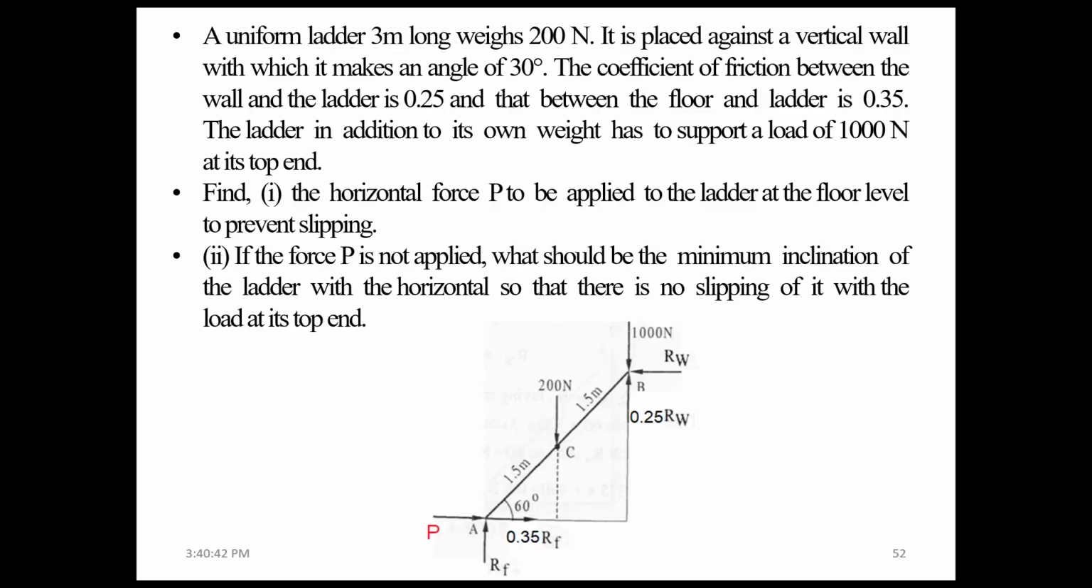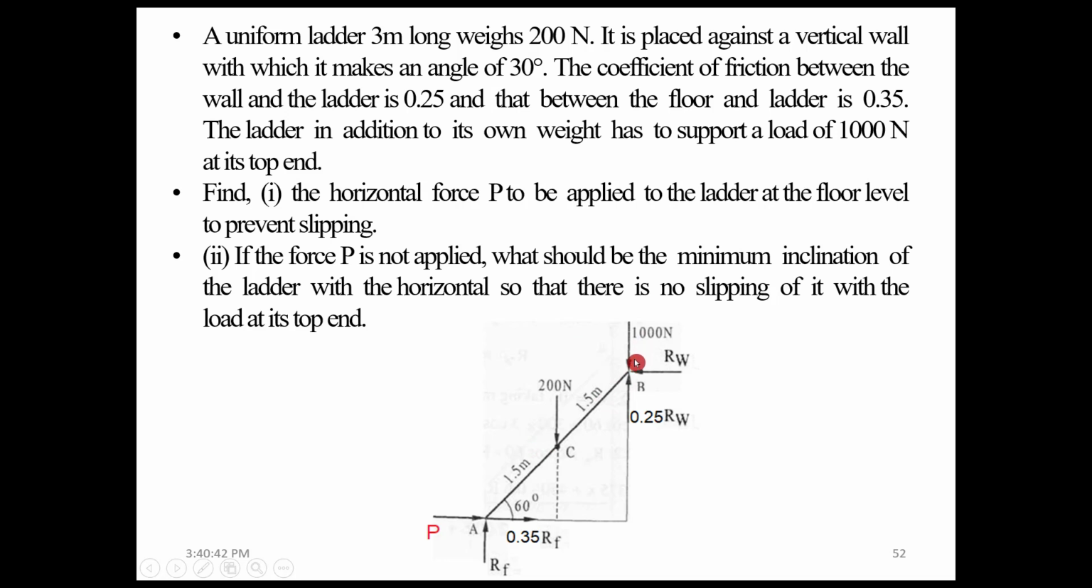We have one more problem. A uniform ladder 3 meter long, here 1.5, half the length 1.5, is placed against the vertical wall, which makes an angle of 30 degrees. So this angle is 30. The coefficient of friction between the wall and the ladder is 0.25, and between the floor and ladder is 0.35, here is 0.25. The ladder, in addition to its own weight, has to support 1000 at its top end.